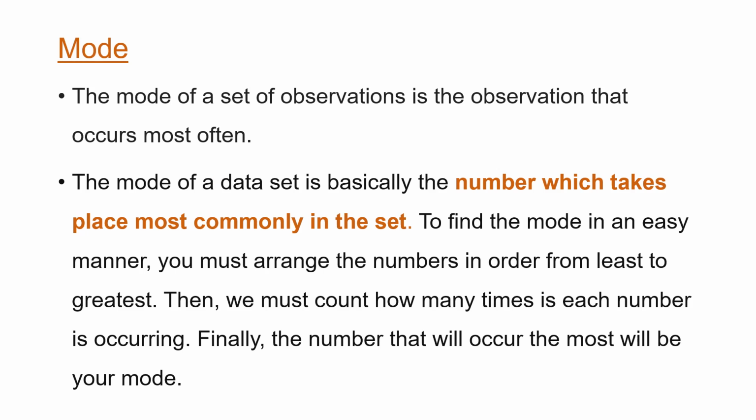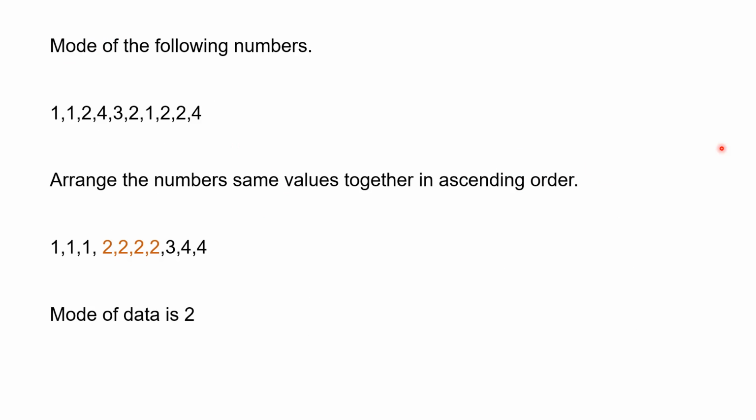Let us see with one example. Here are the observations: 1, 1, 2, 4, 3, 2, 1, 2, 2, 4. This is the raw data. We have to arrange or organize them. Here I have arranged them in ascending order: 1, 3 times; 2, 4 times; 3, 1 time; and 4, 2 times. Out of this, you can see which observation occurs most often, that is 2, right? That's why the mode of this observation is 2.